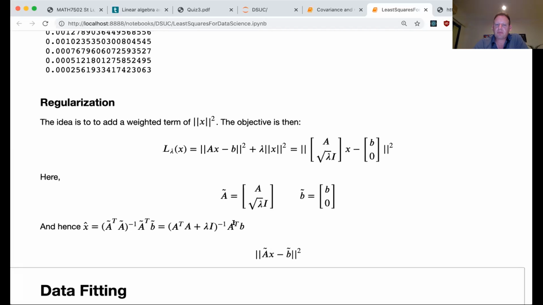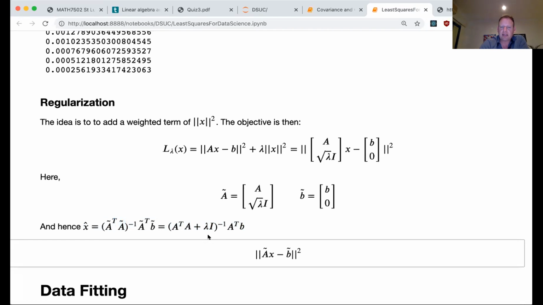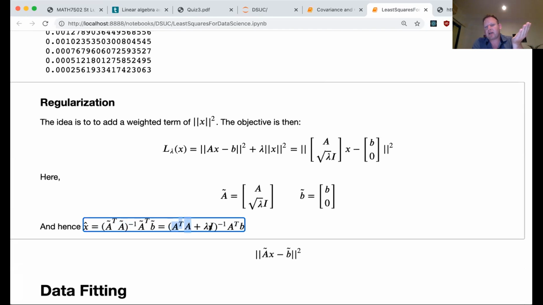Now, if you go through the computation, you see that the least squares estimator is quite similar to the original one. You take this tilde A pseudo inverse, tilde A transpose tilde A inverse times tilde A transpose times this tilde b. And if you work with the block matrices, you get exactly this thing. You're not inverting A transpose A anymore, you're inverting A transpose A plus lambda I. And I've shown you above that when you add this lambda I, then this thing is non-singular.